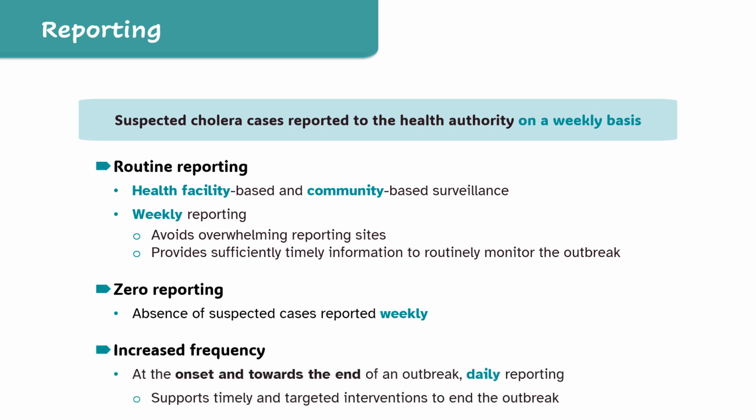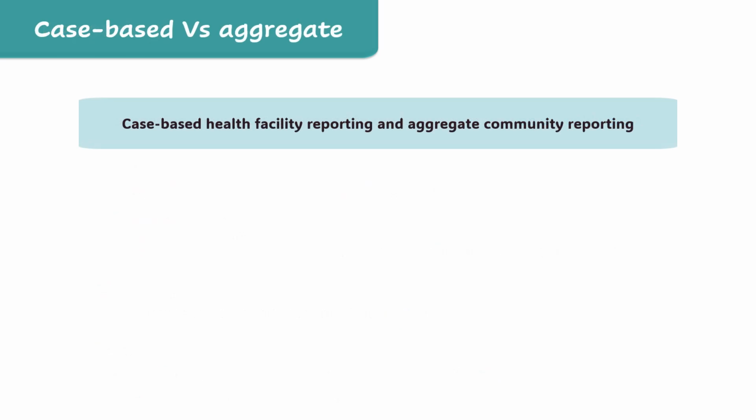At the onset or towards the end of an outbreak, reporting suspected cases on a daily basis is encouraged. Increasing the reporting frequency at these outbreak phases is to support the implementation of timely and targeted interventions to end the outbreak. As a general principle, case-based data is reported by health facility-based surveillance, and aggregate data is reported by community-based surveillance. For a refresher on this, we encourage you to go back to Module 2.